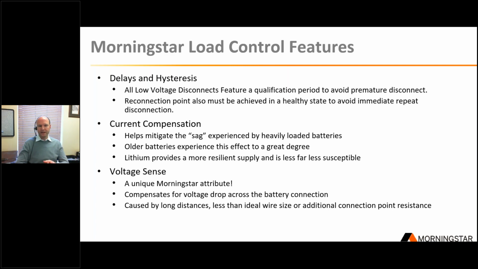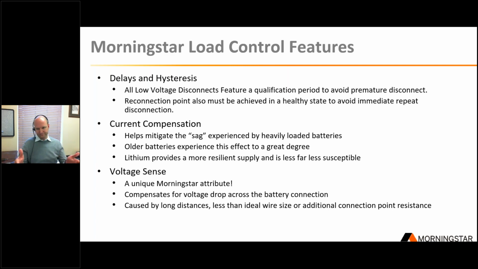Another feature that we have that has a little more to do with charging, but it's important also for load control, is voltage sense. Now, voltage sense is a little accessory terminal on the side of the controller that we put in place in order to get a better measure of the voltage of the battery. Now, we're reading that through the primary battery terminals that are current carrying, but it's nice to have a secondary reading, and there's a lot of reasons for this.